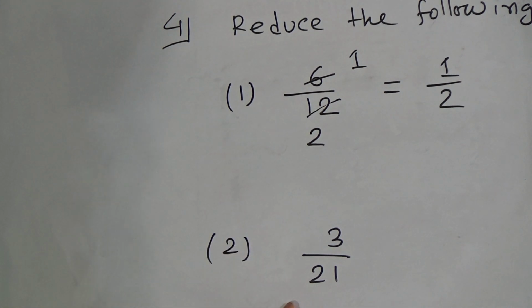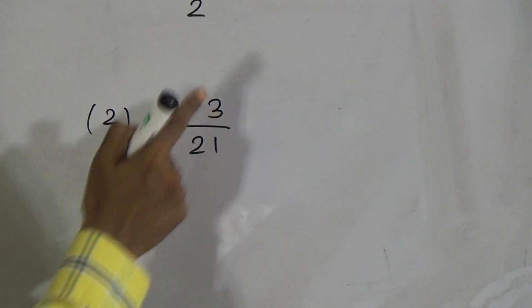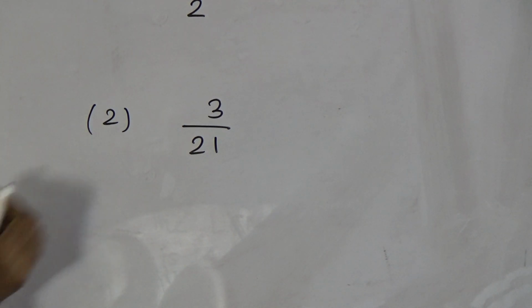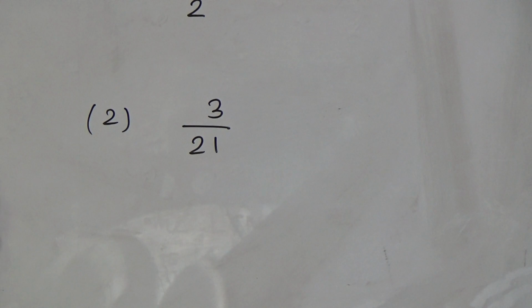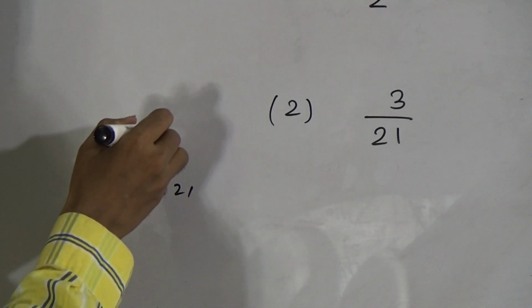3 by 21. Same process. What are the factors of 3? Look, 1 and 3. And what are the factors of 21? You know, 1, 3, 7, 21. Now between 3 and 21, which one is the common prime factor? You see, 3.